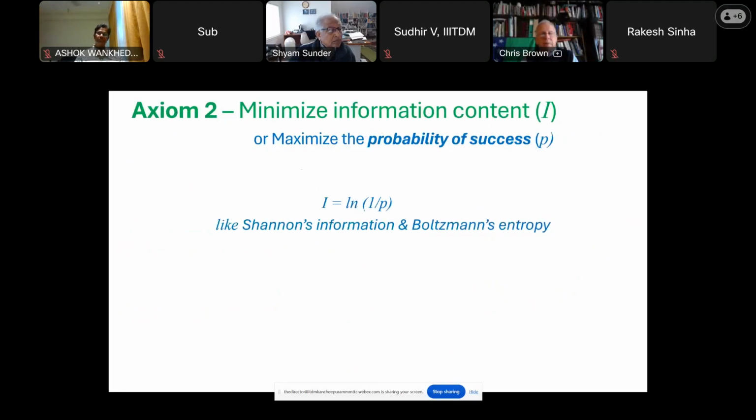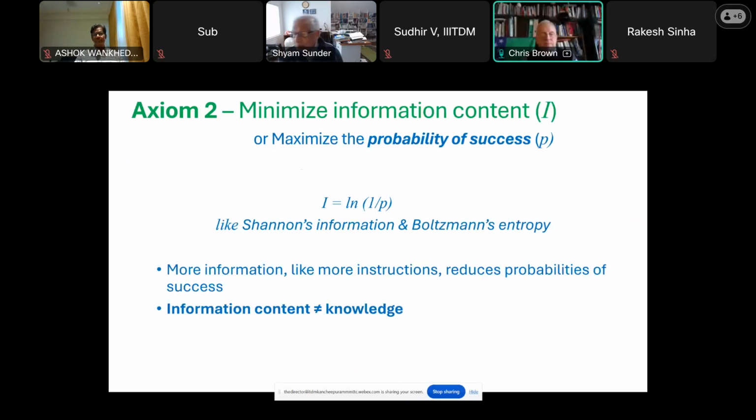Axiom 2, information. Another way of stating it is to maximize the probability of success. So information is the log of 1 over the probability of success. So this relates to Shannon, Boltzmann. So more information, like more instructions, reduces the probability of success. So we have to think of information as being different from knowledge. Knowledge is good. This helps us understand things and solve problems. But information that is required for a design reduces the probability of success. These are things like tighter tolerances and impossible delays.